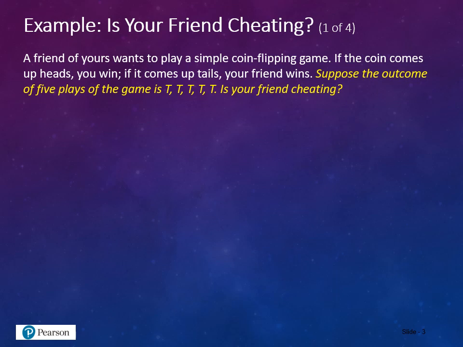So let's look at an example. Example, is your friend cheating? A friend of yours wants to play a simple coin flipping game. If the coin comes up heads, you win. If the coin comes up tails, your friend wins. Suppose the outcome of 5 plays of the game is tails, tails, tails, tails, tails, and you want to know, is your friend cheating?